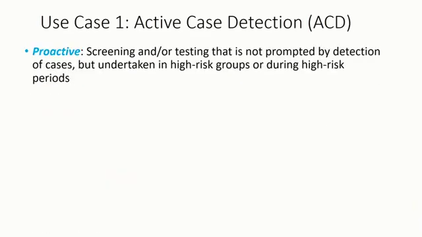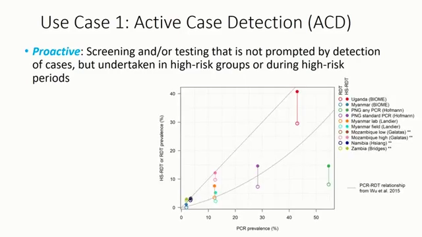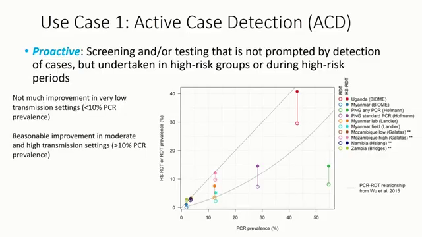The second flavour of active case detection is proactive. So this is screening and/or testing that is not prompted by the detection of a case, but is undertaken in high-risk groups or during high-risk periods. Here, I'm just going to refer back to a graph we looked at earlier. If you're going to do a cross-sectional prevalence survey to get an estimate of how much transmission is going on, this is the increase in performance you're going to get from using the HSRDT. In most settings, in the higher transmission settings, you're going to be picking up about an additional 15 percentage points PCR prevalence compared to the conventional RDT.